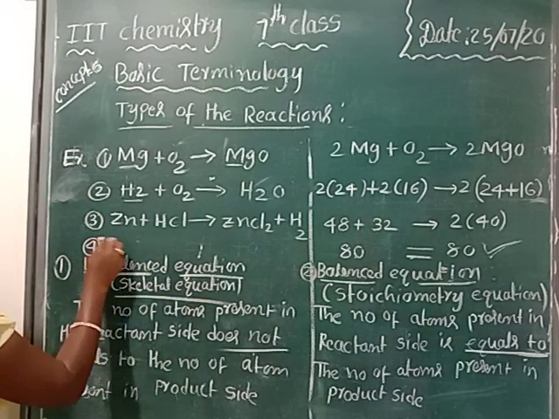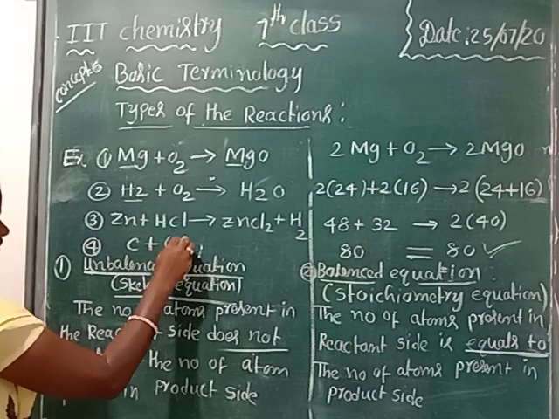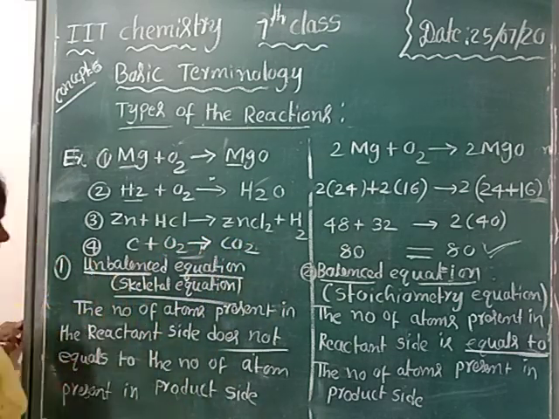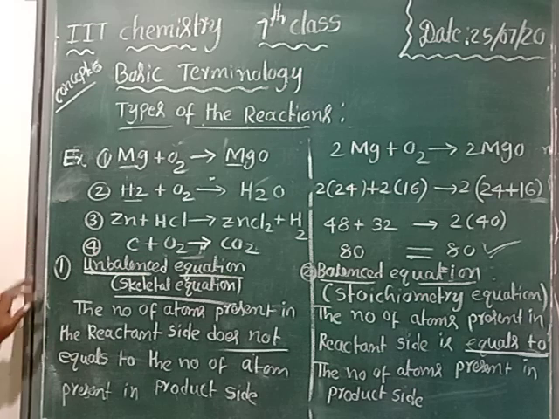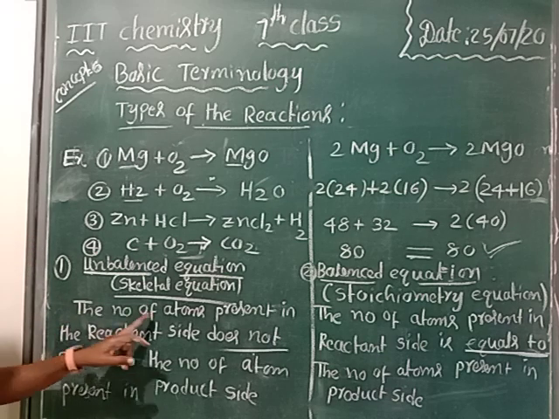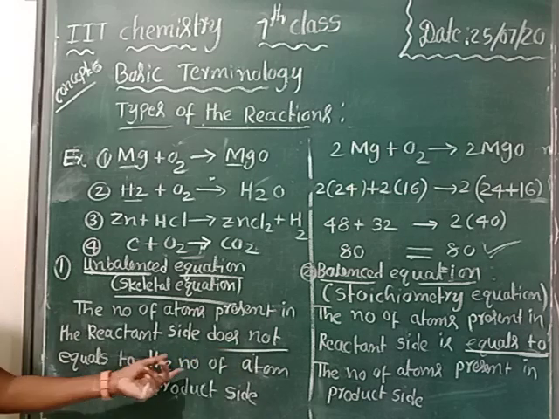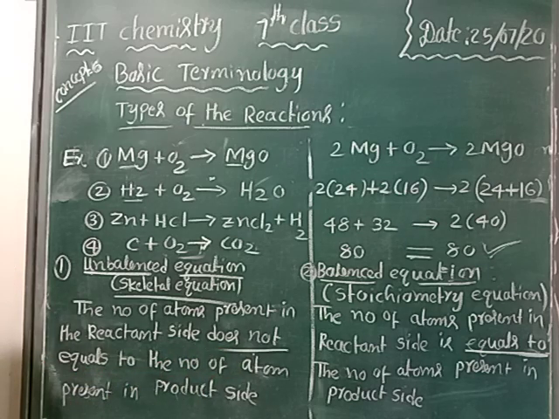Fourth equation, a simple example: C plus O2 gives CO2. This is also an unbalanced equation. What is the definition of the unbalanced equation? The number of atoms present in the reactant side does not equal the number of atoms present in the product side. This is an unbalanced equation.